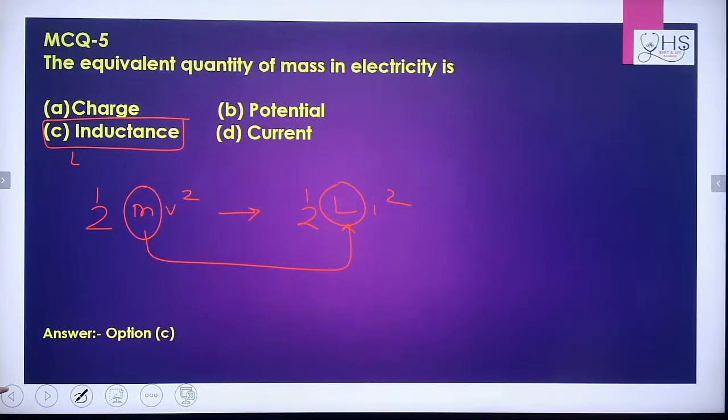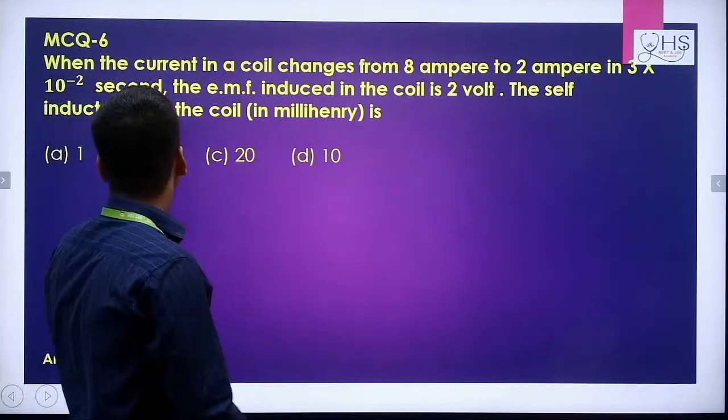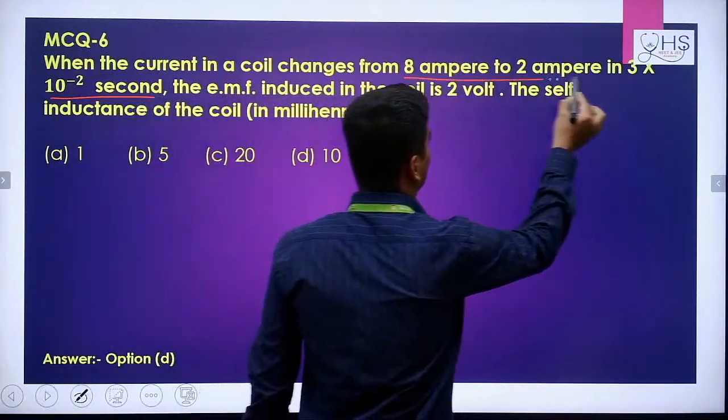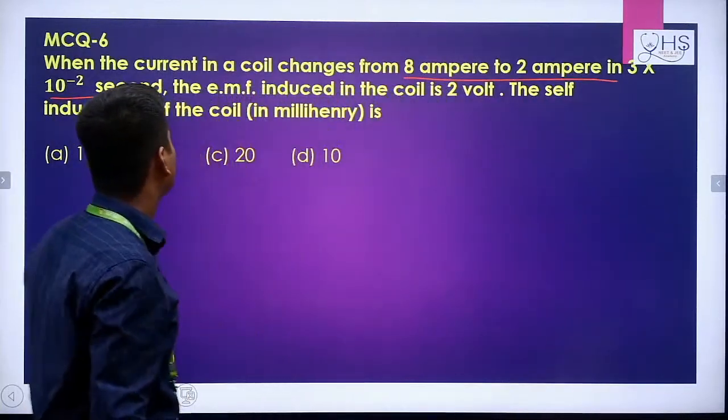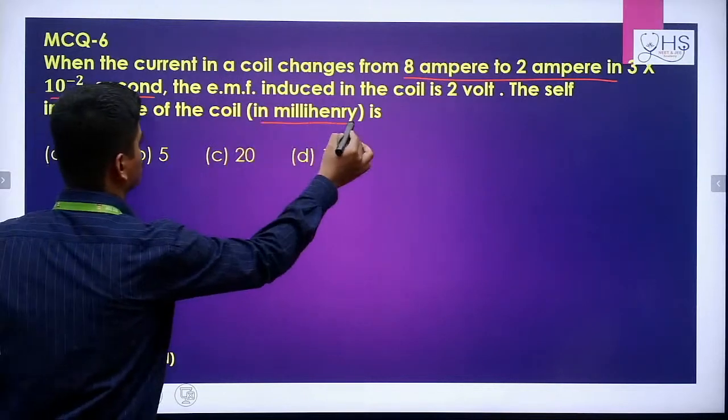Okay, now next listen. When the current in a coil changes from 8 ampere to 2 ampere in 3 into 10 to the power minus 2 second, the EMF induced in the coil is 2 volt. The self inductance of the coil in millihenry is how much?